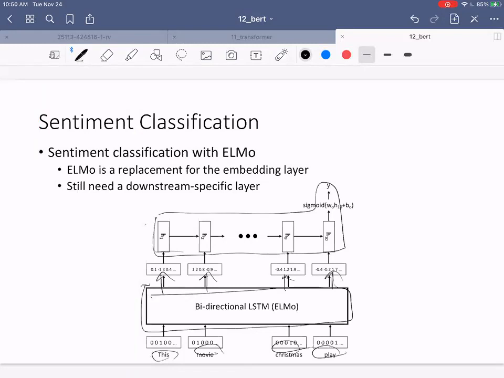These days everybody uses BERT, but before BERT came along, everybody had different architectures for different tasks. For example, for sentiment classification, you use an LSTM. If you do question answering, you have a very complicated two-stream attention mechanism based LSTM, which is way more complex than just a single LSTM. So even if you use ELMo, you still need a downstream-specific layer on top of ELMo, and then you train it. At least up to ELMo, ELMo was simply a replacement for the embedding layer, and that was it. It wasn't a powerful model like GPT or BERT. It was basically a multi-layer LSTM.